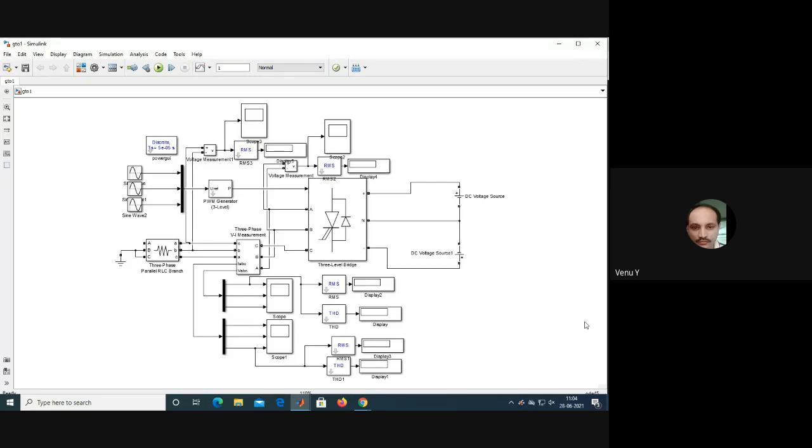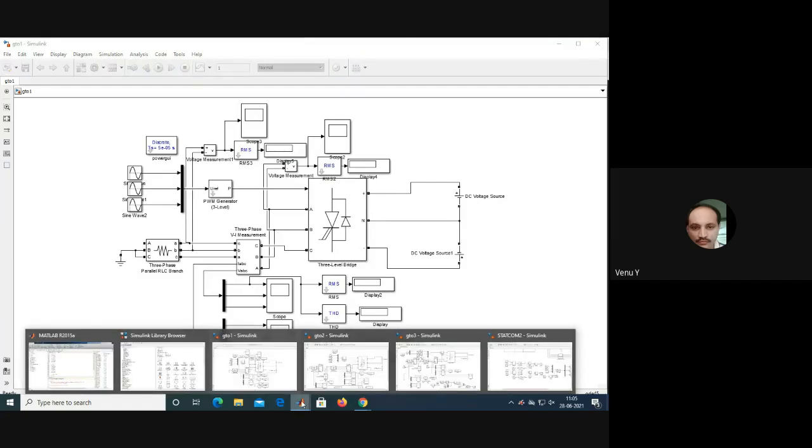In the last class, we have seen the IGBT based three-phase inverter. Now, today I would like to explain the multi-level inverters, the three-level inverter. So this is a three-level bridge. You can see in the power electronics devices. You can identify this one.